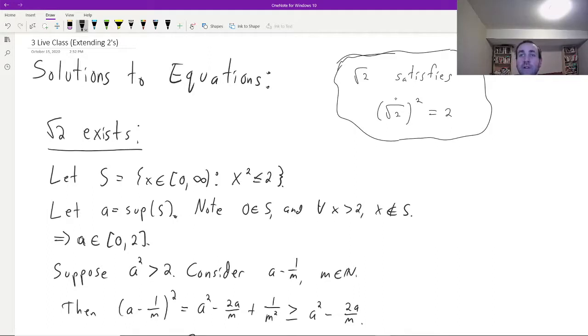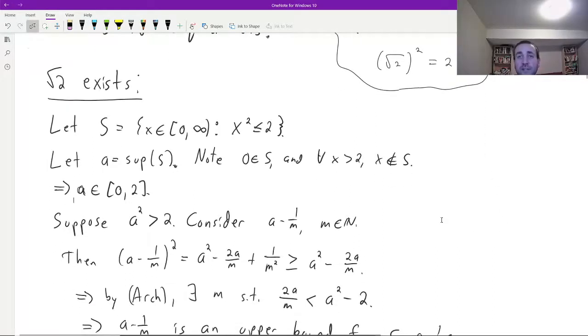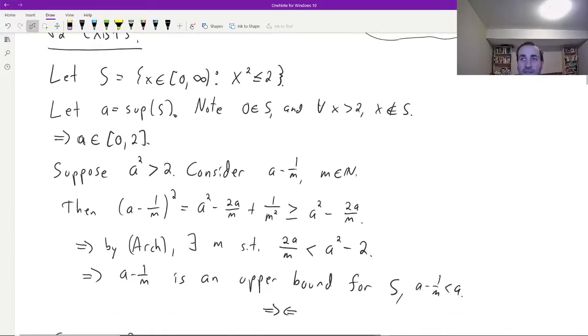Okay, great. Now that we know that A exists and it's sitting inside of this bounded interval, we can try to narrow down what A can actually be. So first of all, let's assume that A squared is actually strictly bigger than 2. Then we're going to look at these numbers that are a little bit less than A. And we're going to check that those little numbers, A minus 1 over M, squared, are also going to be bigger than 2. So let's check how we do that. So we consider A minus 1 over M; then A minus 1 over M squared, after a little bit of algebra, is bigger than A squared minus 2A over M. Okay, we also could have used Bernoulli's inequality here. So by the Archimedean property, there exists some M so that 2A over M is less than A squared minus 2.